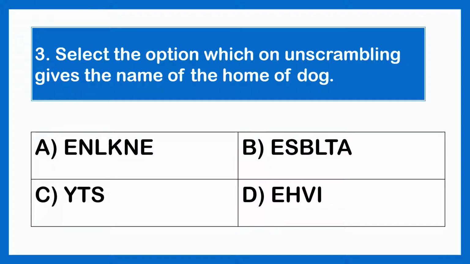Select the option which on unscrambling gives the name of the home of dog. The options are: option A, on unscrambling gives kennel. Option B, stable. Option C, sty. And option D, on unscrambling we get hive. So the answer is option A, kennel. Kennel is the home of a dog. Stable is where horses are kept. Pig lives in a sty. And honeybee lives in a hive.